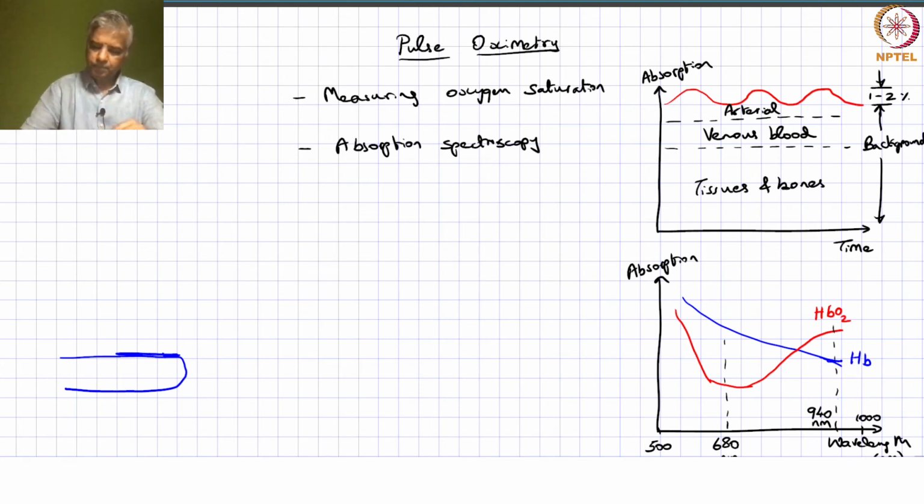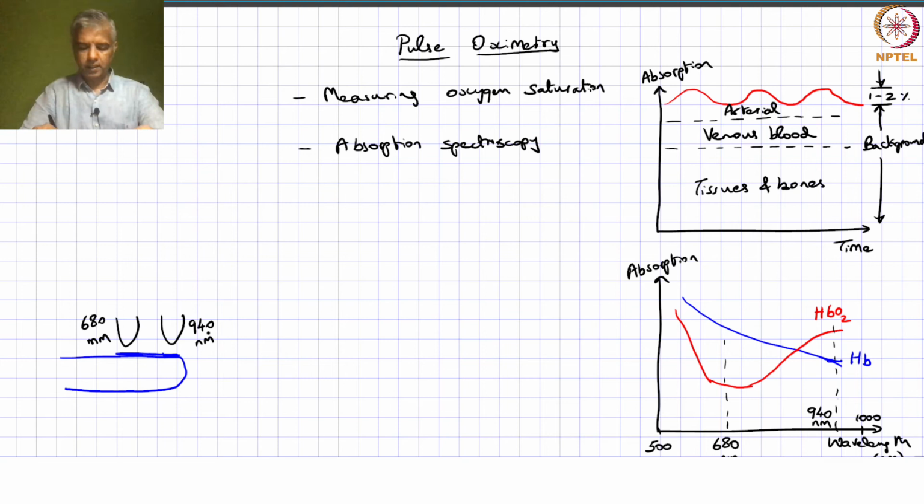So you could have these two different diodes. Okay. So you have one diode at 680 nanometers and another diode at 940 nanometers.